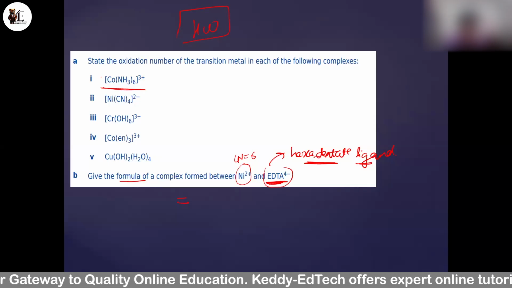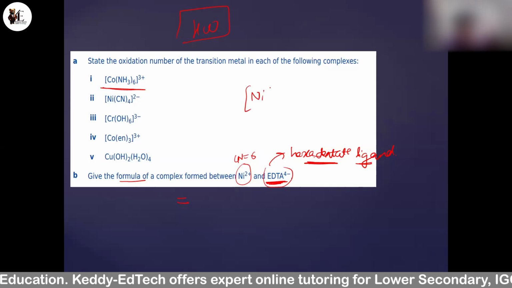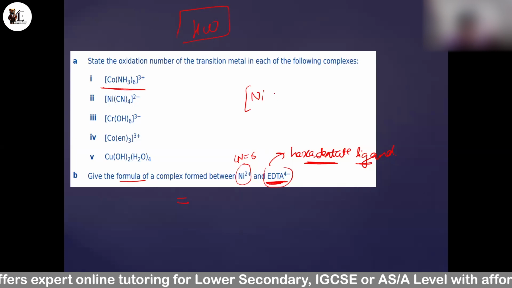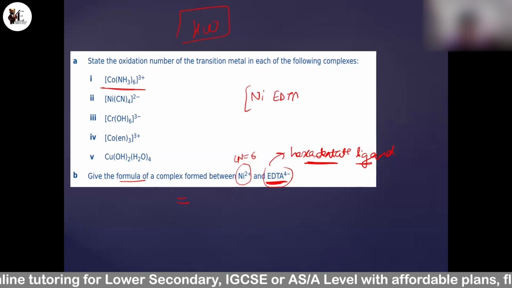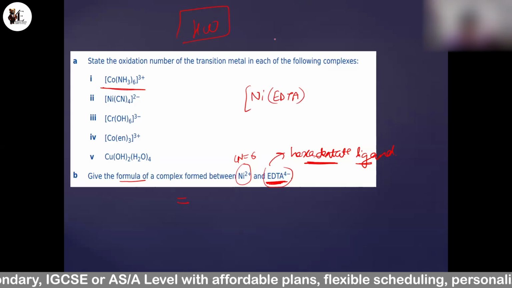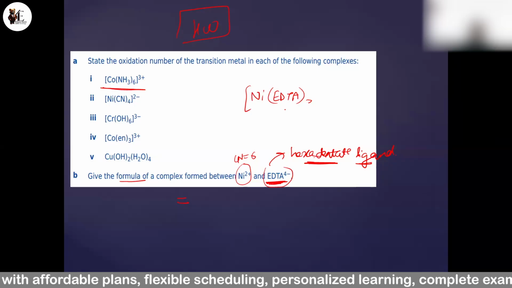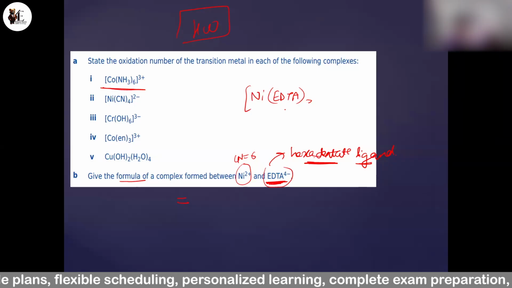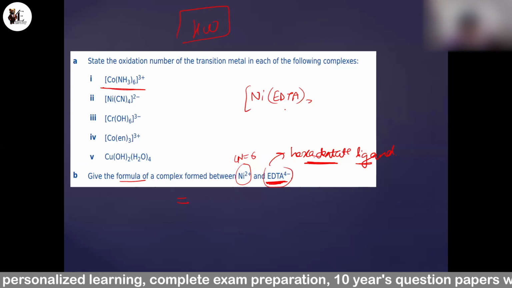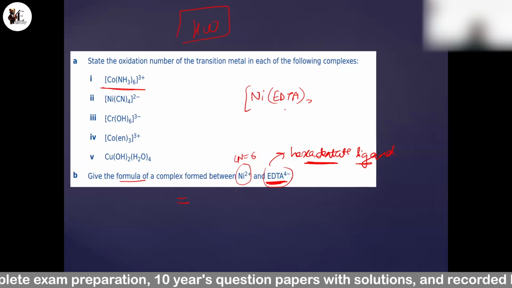Ni? NiEDTA? How many? 3? Think and again tell me. Think about this. Six? It is a hexadentate ligand.